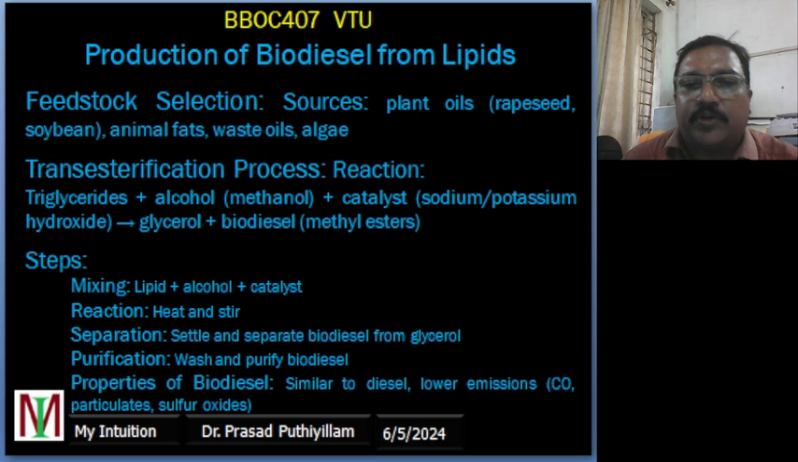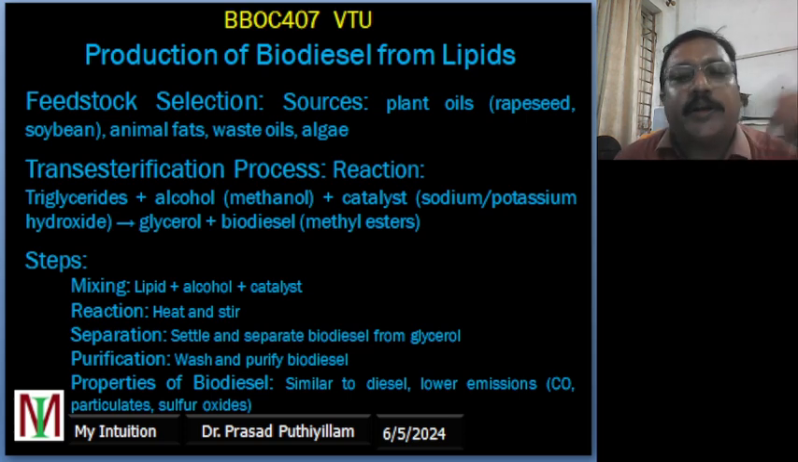Additionally, the waste oils and algae are considered promising sources of biodiesel production due to their sustainability and their abundance. They are more available. The process is called transesterification, or the reaction which is mentioned here.